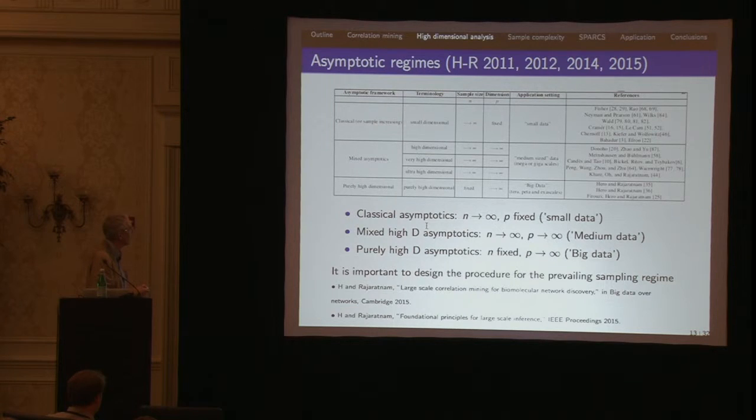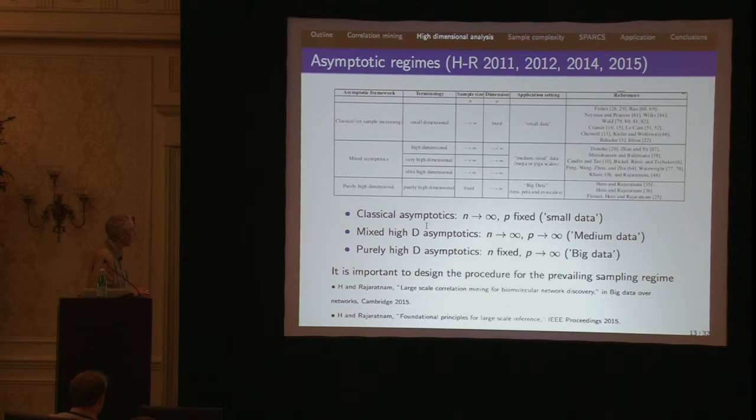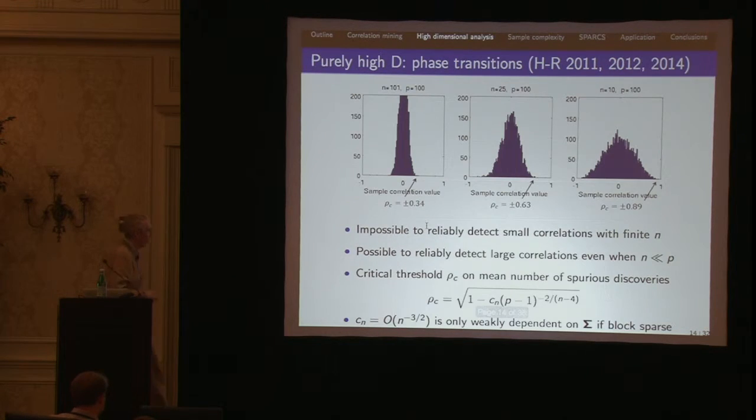Mixed asymptotics have been a very active area where you have n and p both going to infinity at different relative rates, which is applicable to the case where you have medium-sized data. And the purely high-dimensional regime, which we're focusing on here, is when the number of samples is fixed and p goes to infinity. So we argue that this is really the realm of exascale type of data where you don't have the luxury of allowing n to get large in an unbounded fashion. So the point here is it's important to design whatever procedure you're going to design for whatever sampling regime is prevailing, because samples cost money and the number of variables may be extremely large.